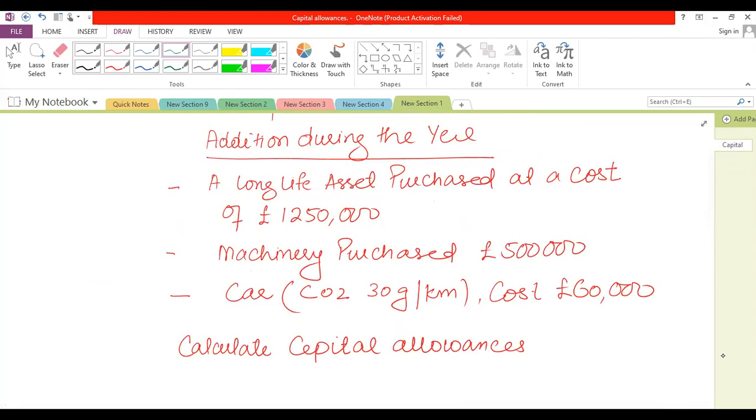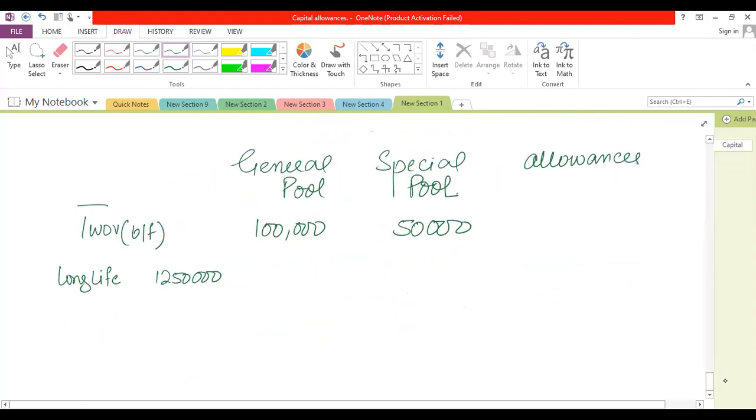One is the long life asset eligible for AIA. The other is the machinery, which is also eligible for AIA, but the limit is 1 million. And as per the preferable order, I will choose the AIA against the long life asset because it is most beneficial. So in this way, the AIA, that is the full 1 million, is being utilized against the long life asset, and the residual amount is transferred into the special pool.